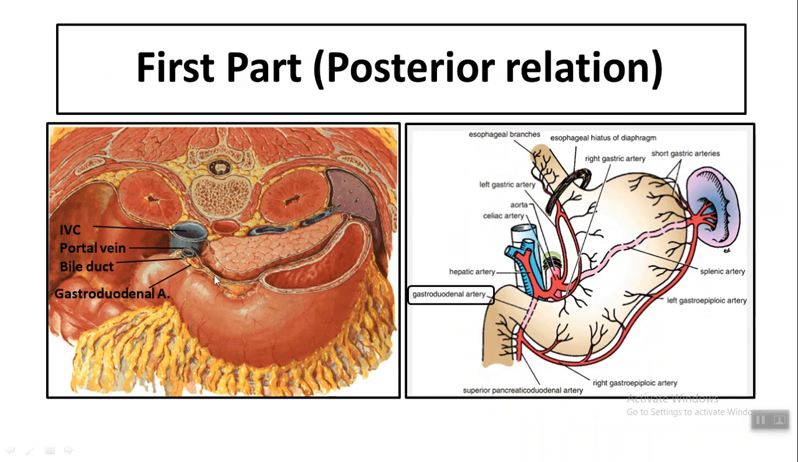Another figure showing the posterior relation of the first part of the duodenum. We can see this is the lesser sac and first inch only. Another important relation is the bile duct, gastroduodenal artery, portal vein, and more posteriorly the inferior vena cava. This is the gastroduodenal artery, and we can see how it is related posteriorly to the first part of the duodenum.